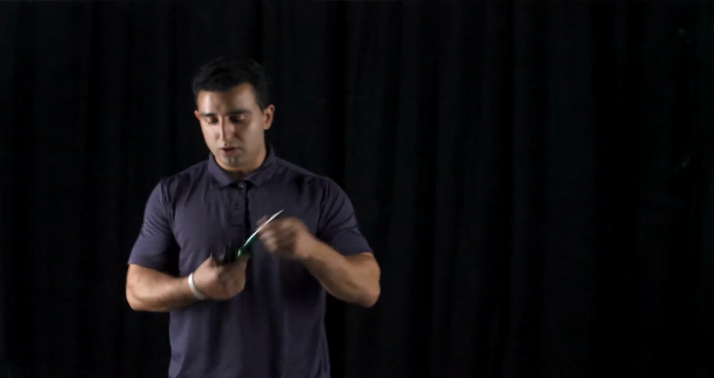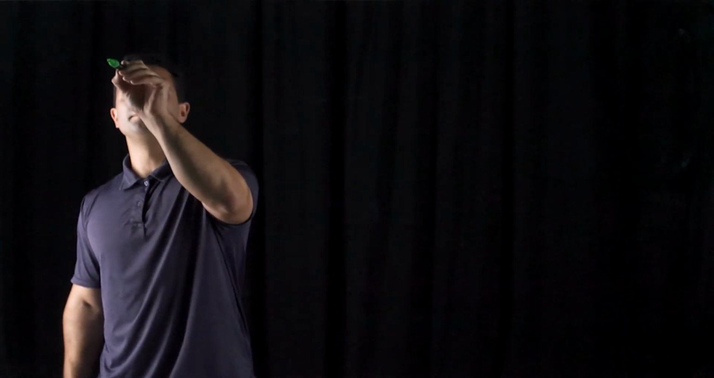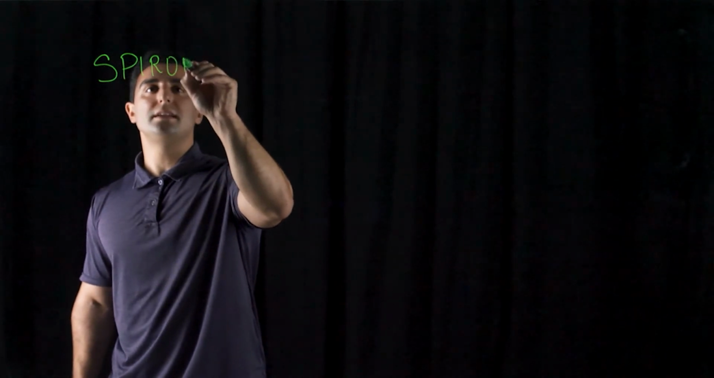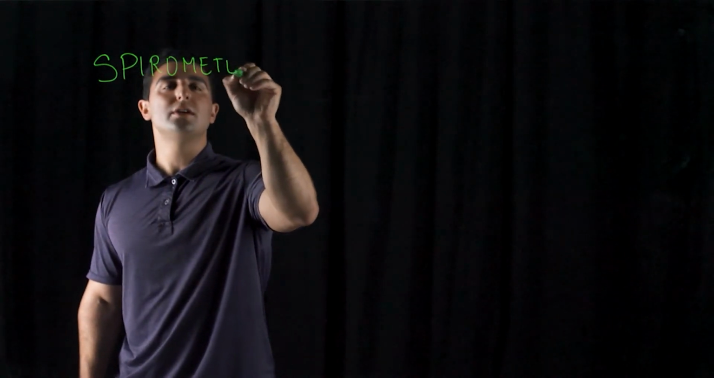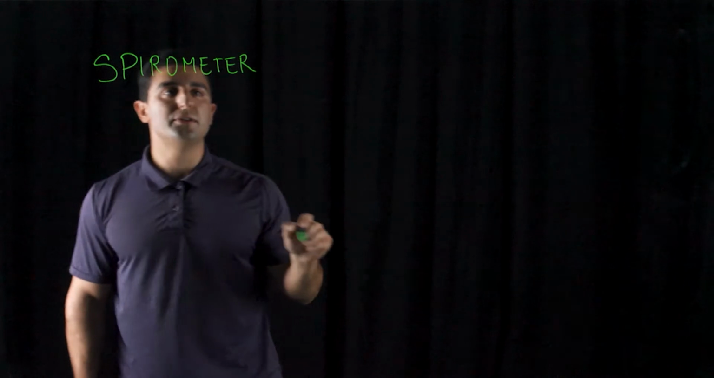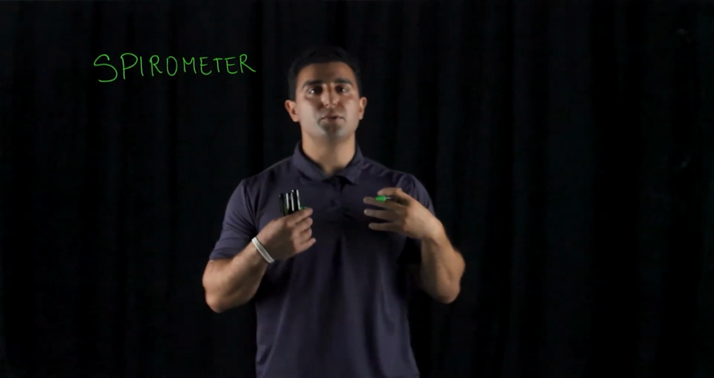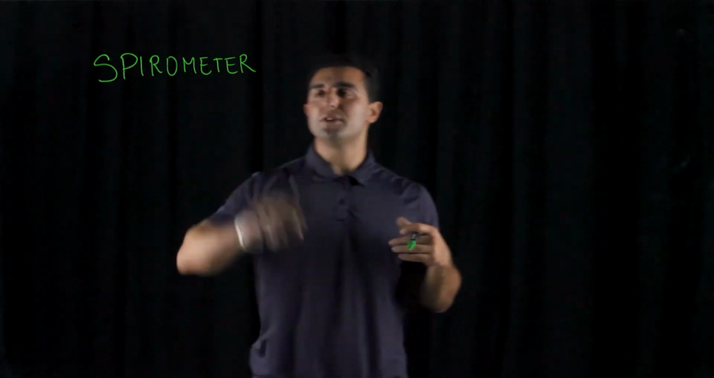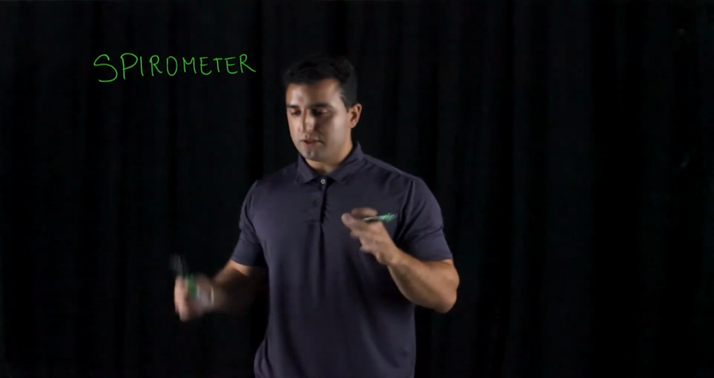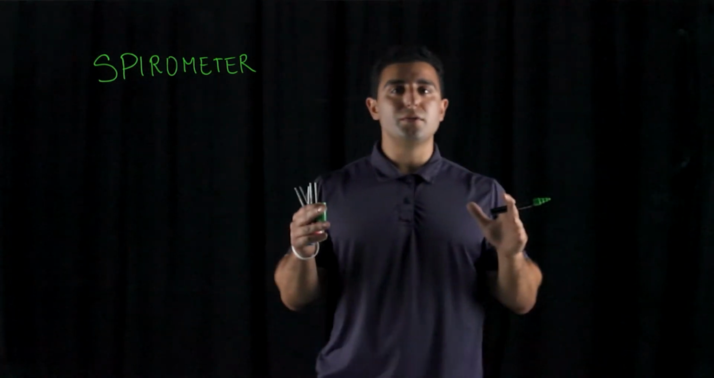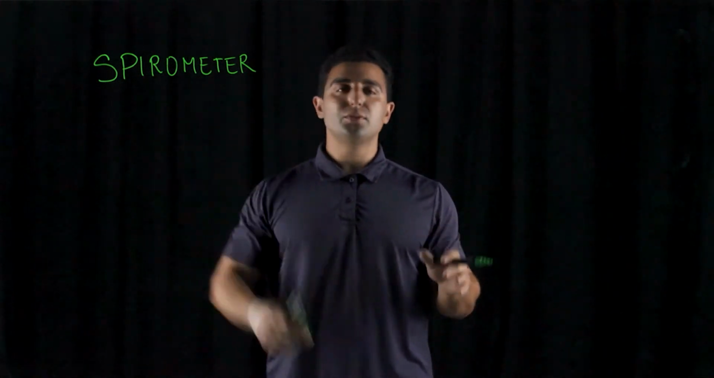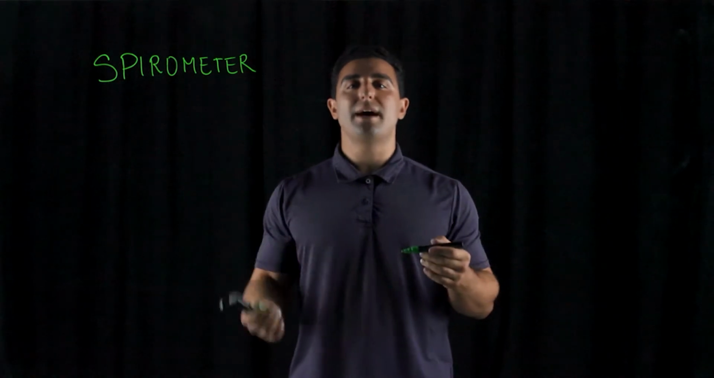So this is the test I'm talking about. What is that test called? It's called a spirometer. A spirometer is a device that is used to measure the vital capacity, the actual volume of gas that's present in your lungs. The reason why we do these different kinds of measurements is because we want to see if there is some kind of abnormality.